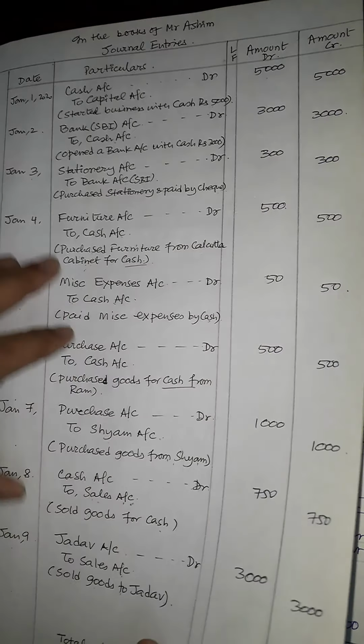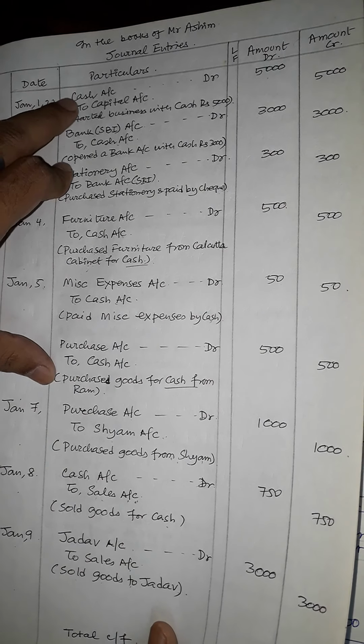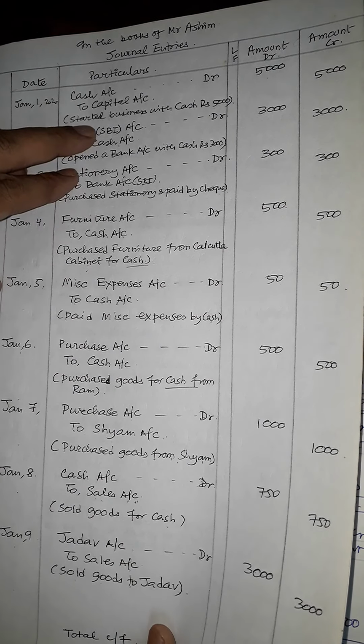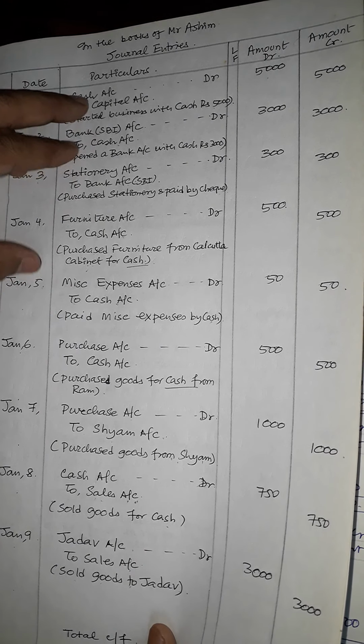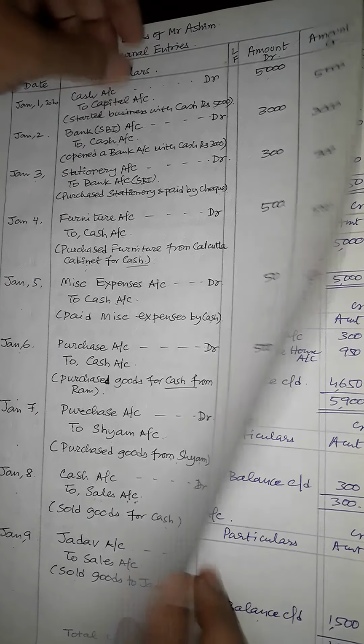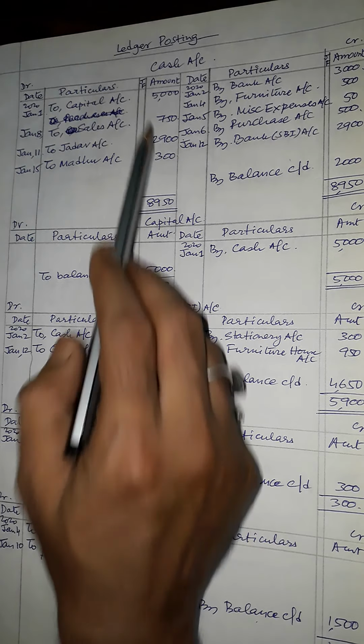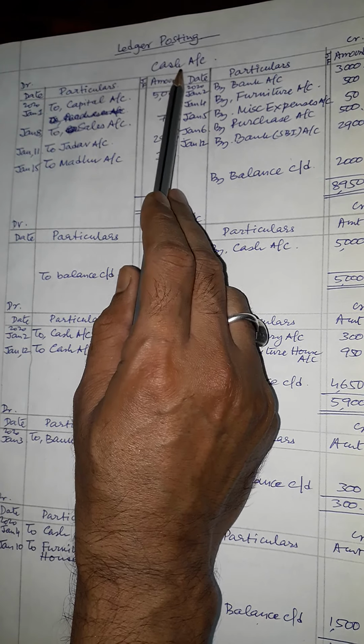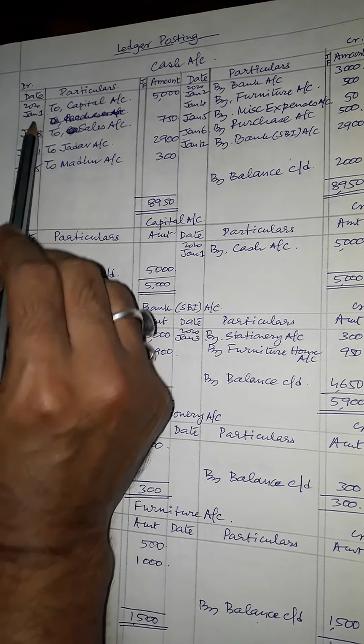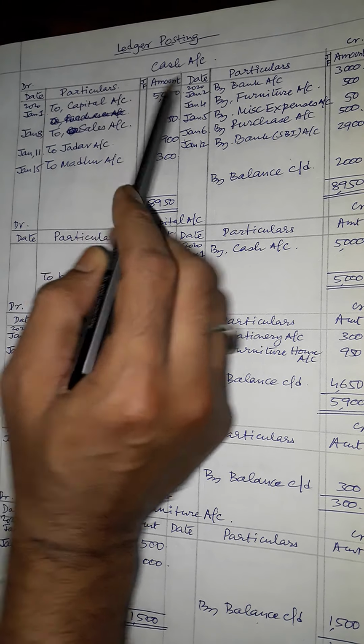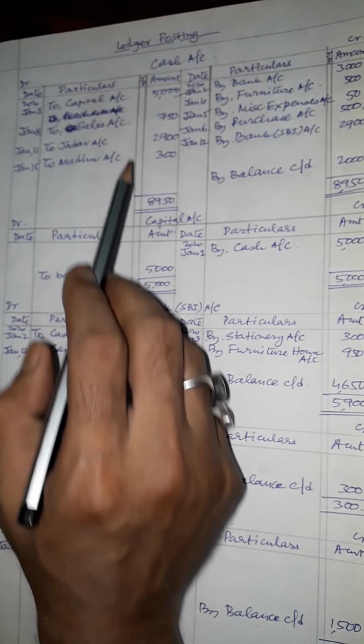And the first entry is: started business with cash rupees 5,000. The entry is cash account debit and capital account credit. We will post this as, in cash account, debit to capital account. We will write this transaction in this way, right?